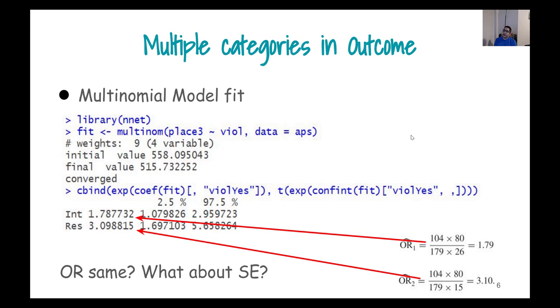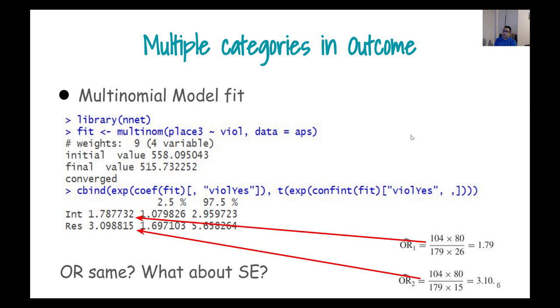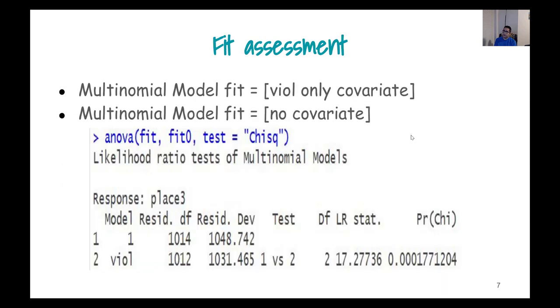Alright, even though the odds ratios are going to be the same when you calculate them using logistic regression, the only reason we are going to do this multinomial fit is basically for the confidence interval.